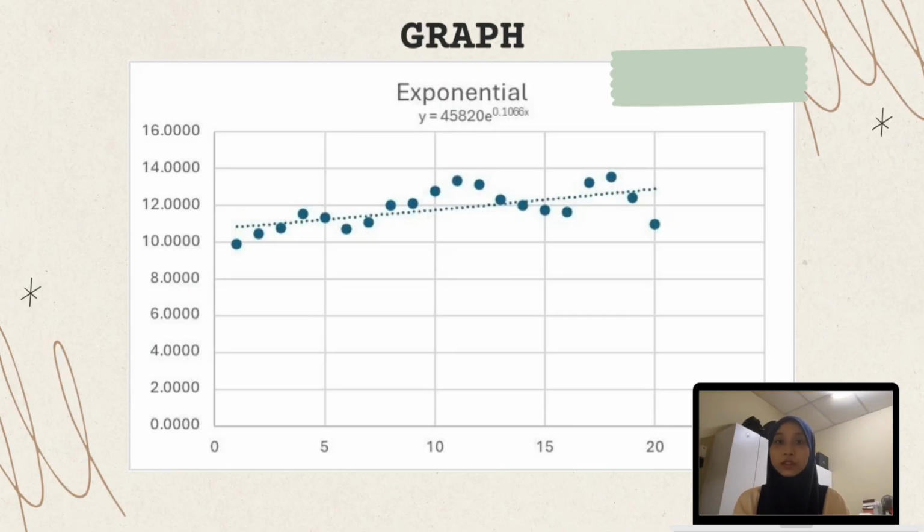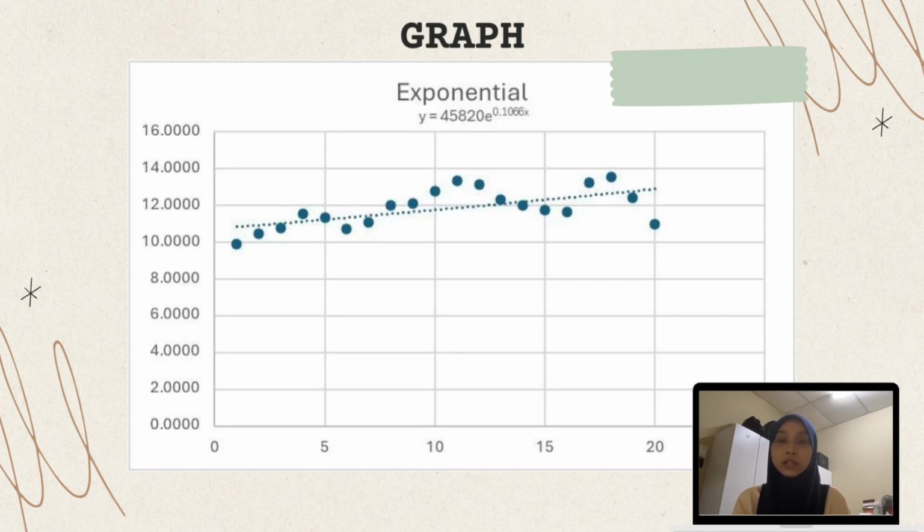Next, we can see the graphical representation of our exponential model, y equals 45,820 times e raised to the power of 0.1066x. The blue dots represent the actual data points for ln y, and the dotted line is our regression curve, which models the exponential growth pattern.